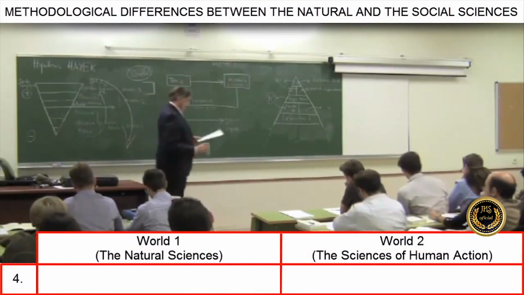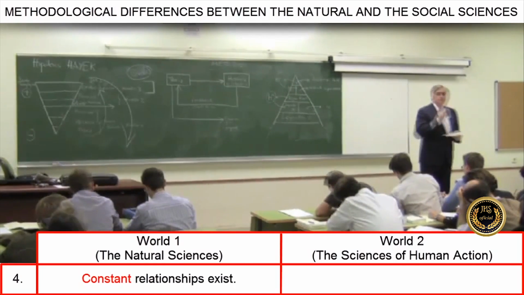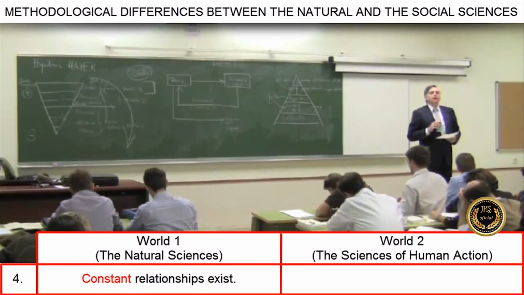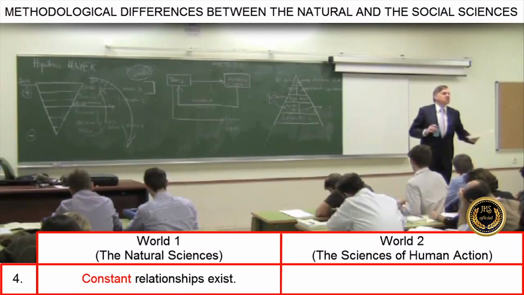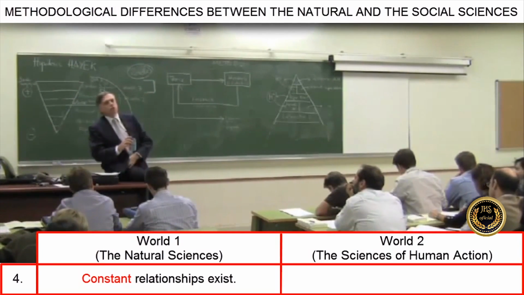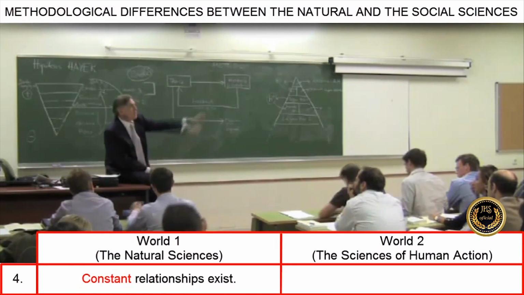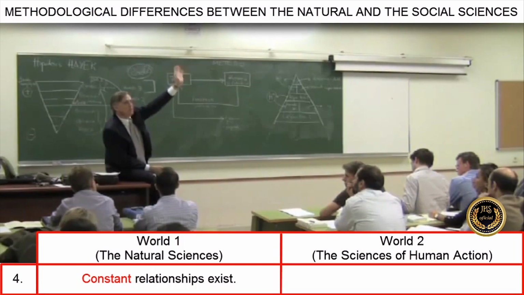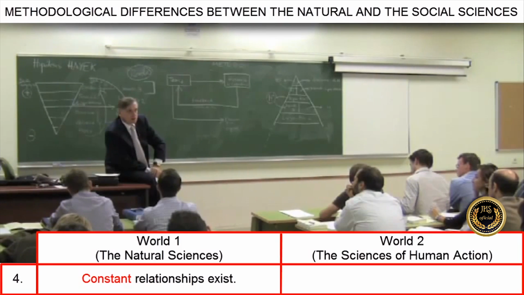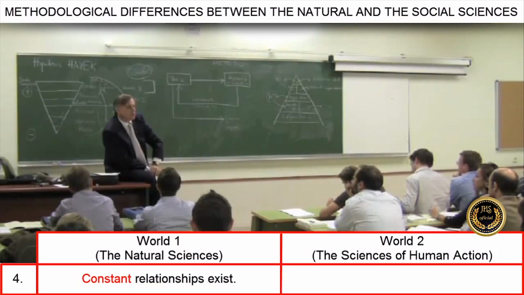Point number 4. In the world of the natural sciences, constant relationships exist between phenomena. Why? Well, we don't know. The fact is that they do exist. Whenever 2 atoms of hydrogen bond with 1 atom of oxygen, a molecule of water results. And if we turn on a light switch, there is a flow of energy and the bulb lights up. And tomorrow, the sun will rise at a time we know to within 1/100th of a second. A nautical almanac can give us that information.